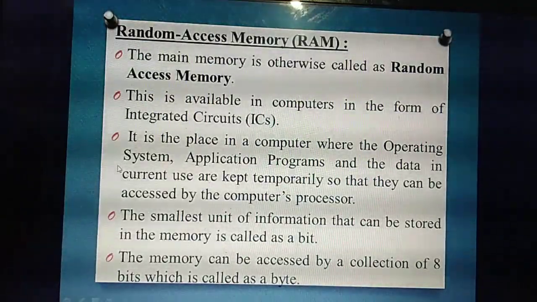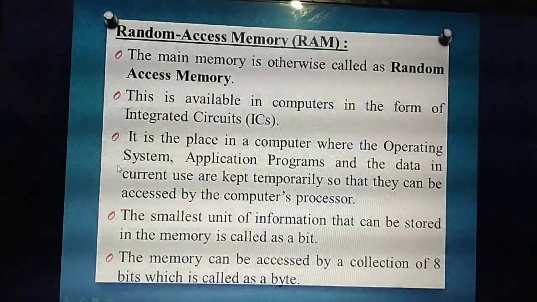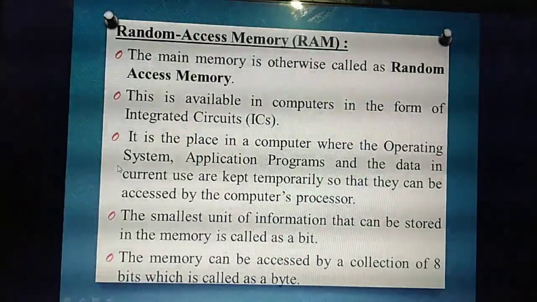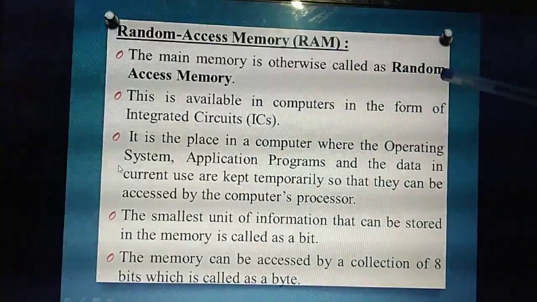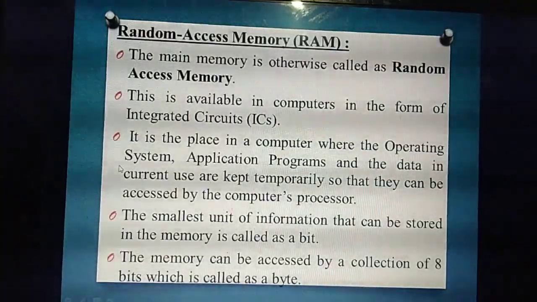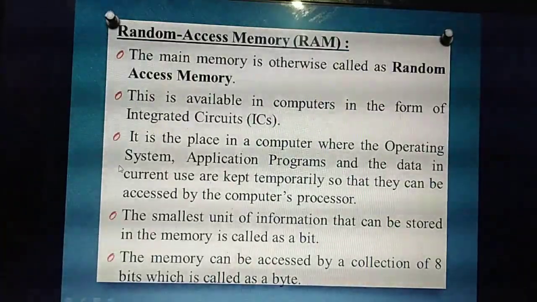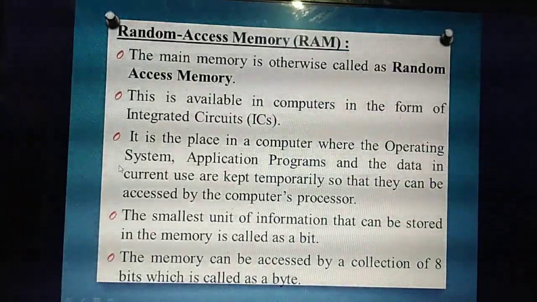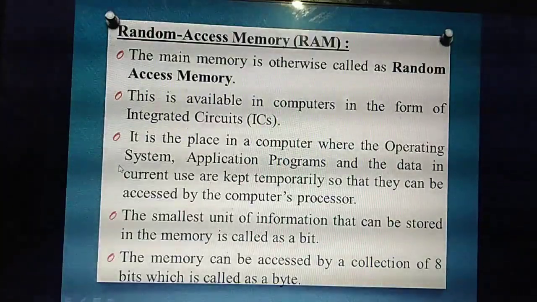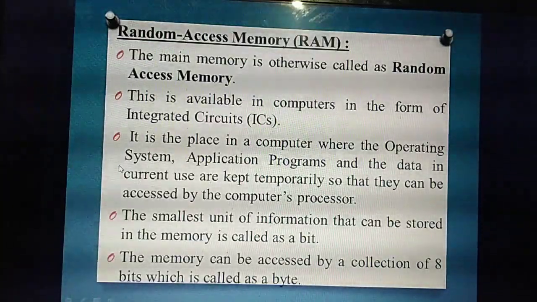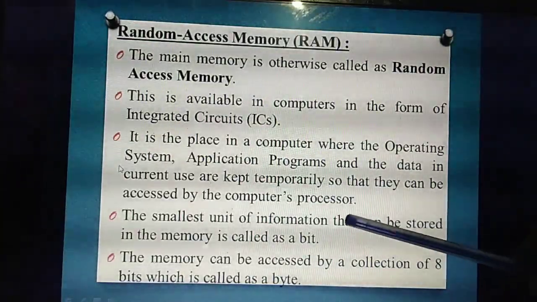RAM, random access memory. Understand what you mean by random access memory? Main memory is called RAM. This RAM is made in the form of an integrated circuit. It is a temporary storage device. All the things you are storing temporarily are present inside the RAM. This is important.